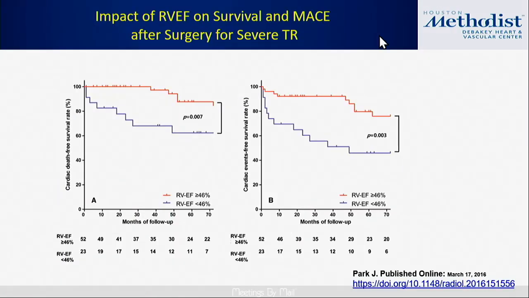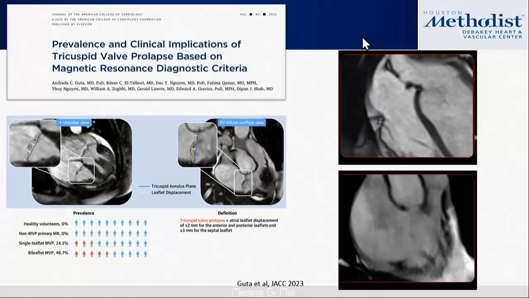Sorry, Rhonda. But we also know that the TR severity is a big risk factor in even tricuspid surgical intervention. So again, simply dichotomized on the EF, the RV-EF shown here, you can see that there's a big difference in your surgical outcomes in the MACE events. So TR is a continuous risk factor.